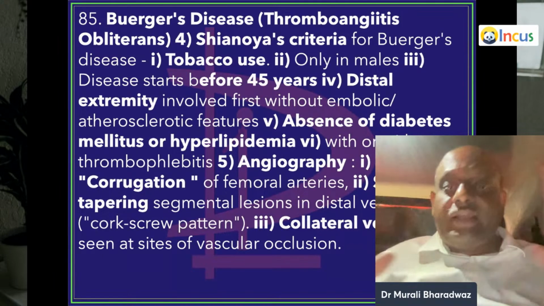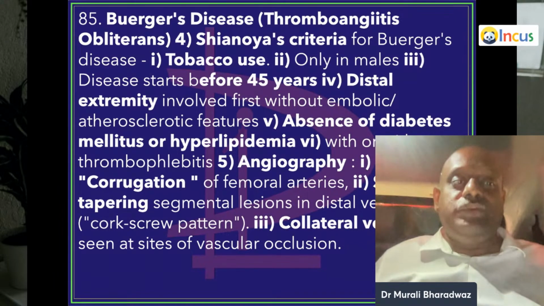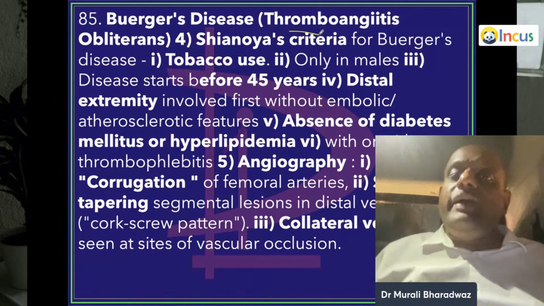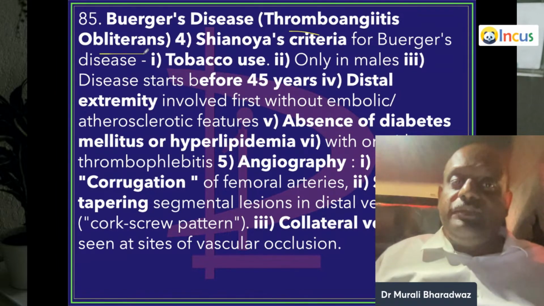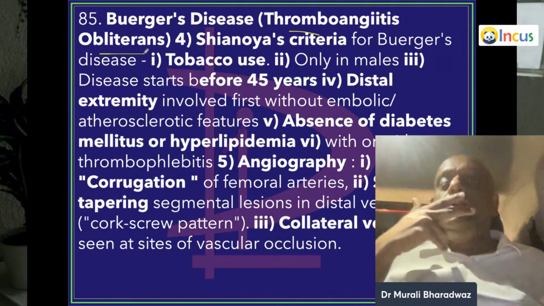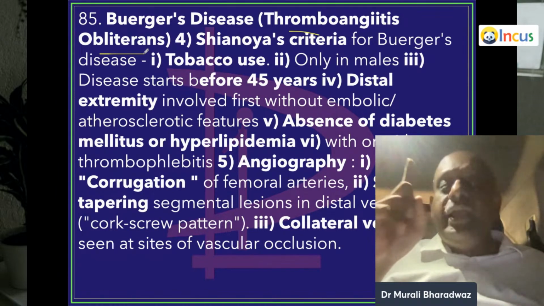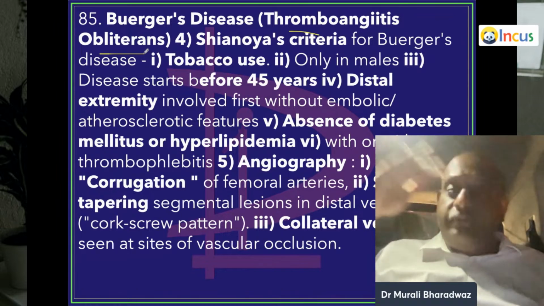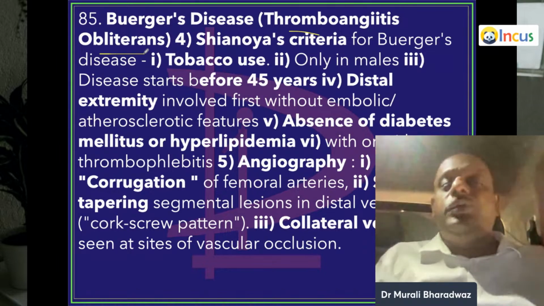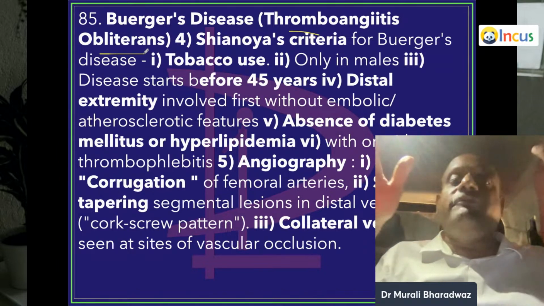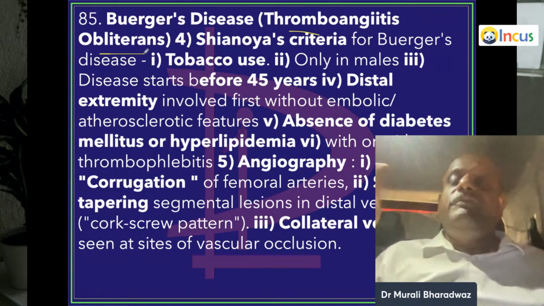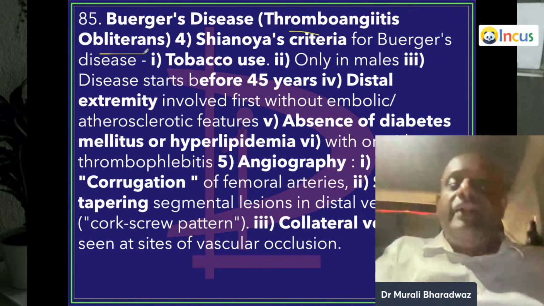So, there is a criteria for Buerger. Buerger is also called Thromboangiitis Obliterans. Shionoya's criteria. Number 1, smoker, male, disease starts before 45, distal extremity involved first without any atherosclerotic embolic features, no diabetes, no hyperlipidemia, with or without thrombophlebitis. That defines Buerger.